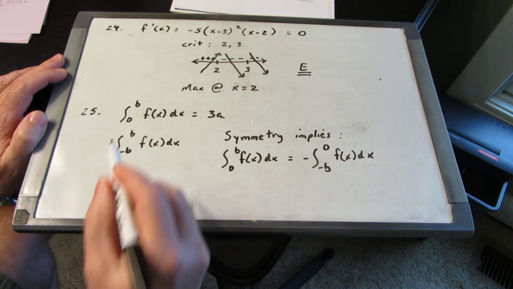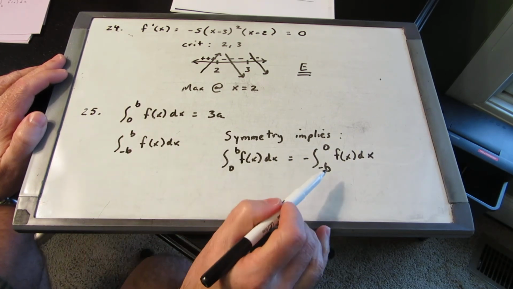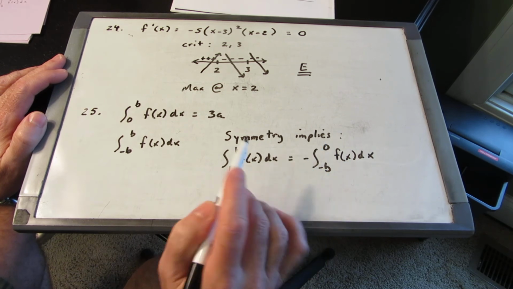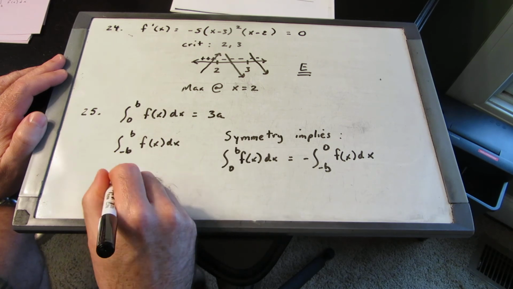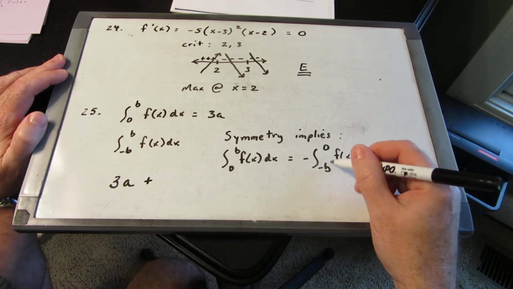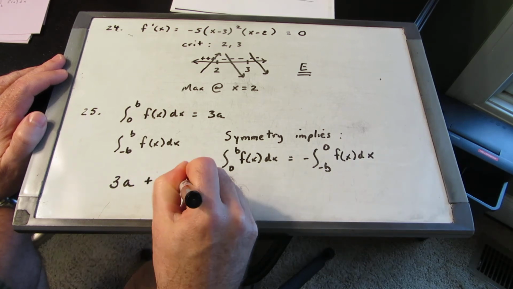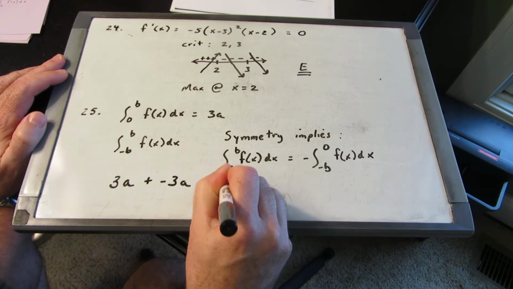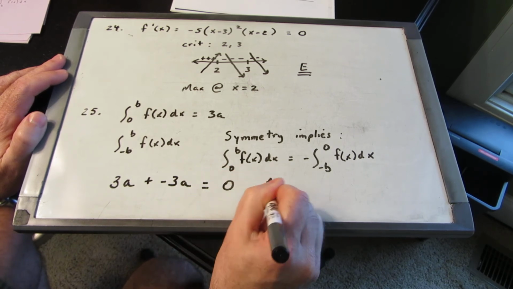Okay, so we're going from negative b to b. So halfway, negative b to 0 has to be the negative of the other. So if 0 to b is 3a, then the other side of that, the symmetric side, which we had to make negative, is going to be negative 3a. So that's going to be 0, which is selection A.